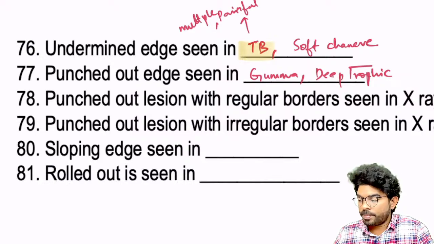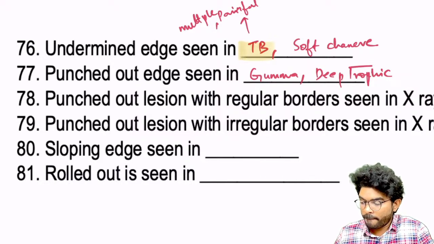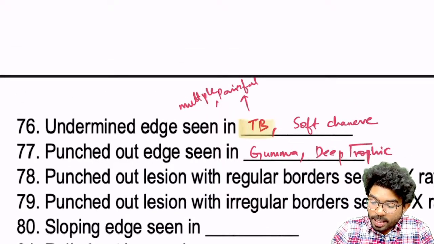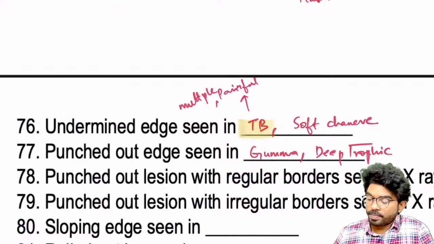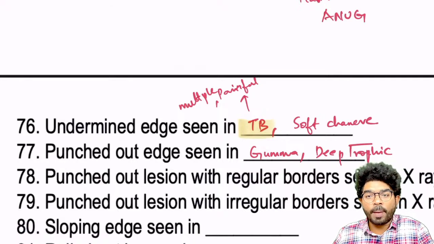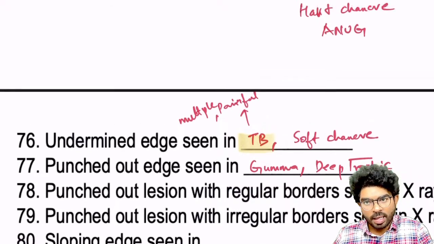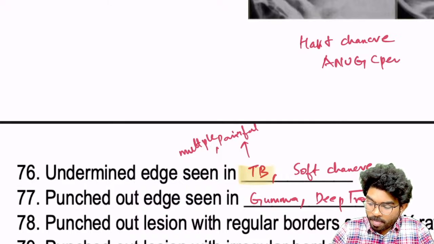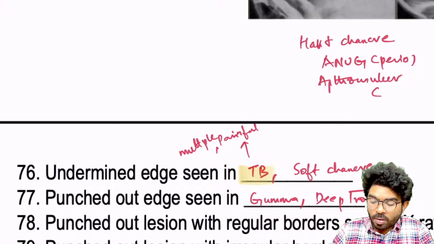deep trophic ulcer. You can add an example of soft chancre, and an example of hard chancre. A punched out crater-like depression is seen in the interdental papilla in the case of ANUG, in your perio. And the other is aphthous ulcers, which are part of your oral medicine.